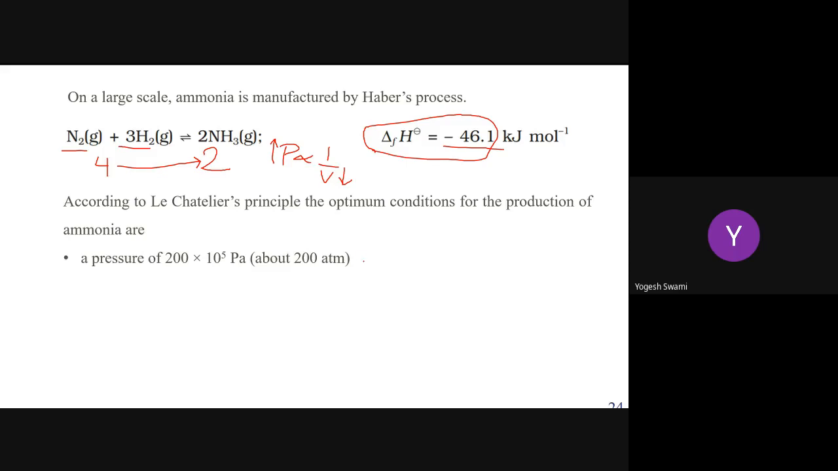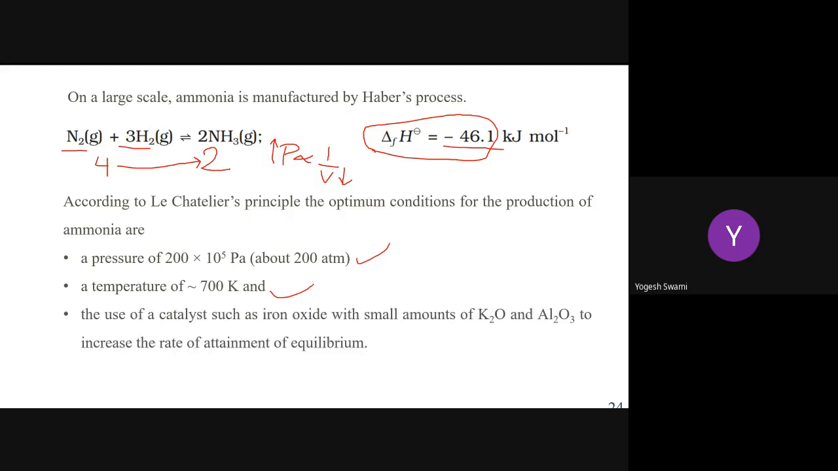The first requirement is high pressure, near about 200 atm. Temperature near about 700 Kelvin. We should not lower it too much. If we lower it too much, what will happen? Your reactants will not get sufficient activation energy. They will not activate, so there is no reaction then.